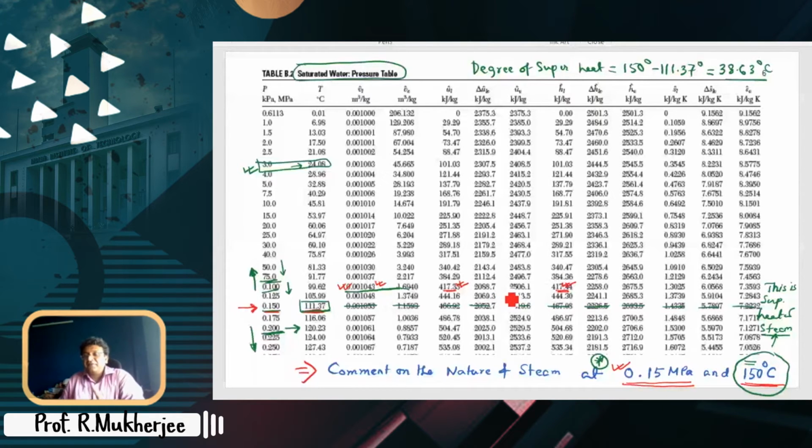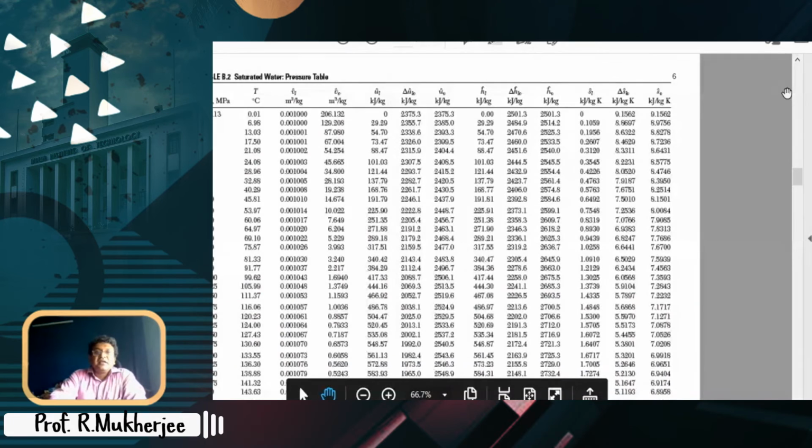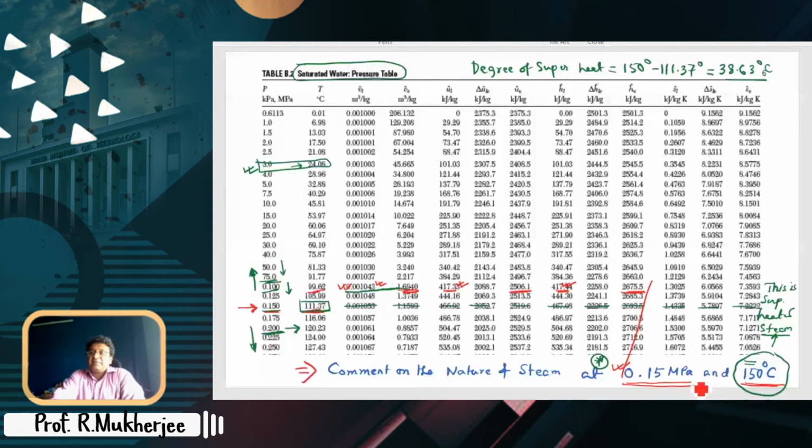On the other hand, if you have steam at 100 degrees centigrade, the specific volume is this. The specific internal energy is this. The specific enthalpy is this. Is it clear, Rishi? This also explains partly Samira's question, which table to use. I asked you a question: 0.15 megapascal is the pressure and 150 degrees centigrade is the temperature, right? So what is my condition of the steam?